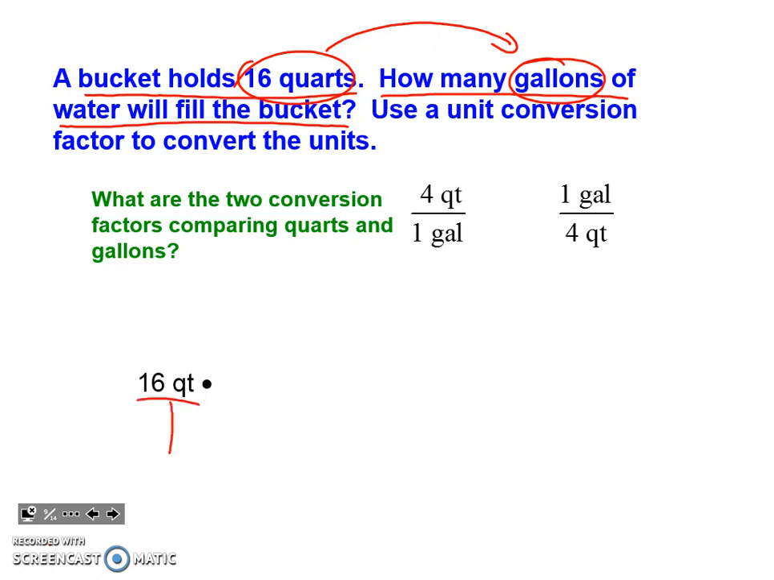So if I'm going from quarts to gallons, I want to get rid of the quarts. So which conversion factor is going to help me get rid of the quarts? Is it going to be my 4 quarts over 1 gallon, or my 1 gallon over 4 quarts? Go ahead and pause the video and see if you can solve this problem on your own.